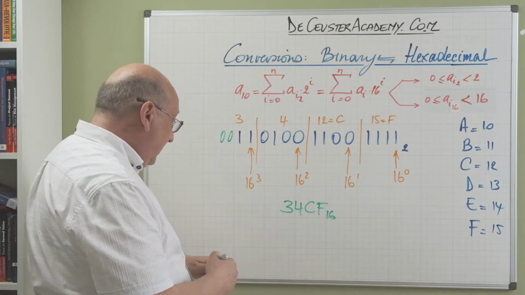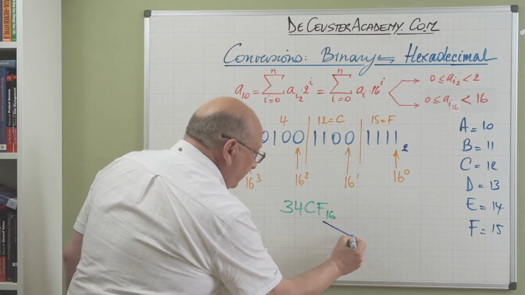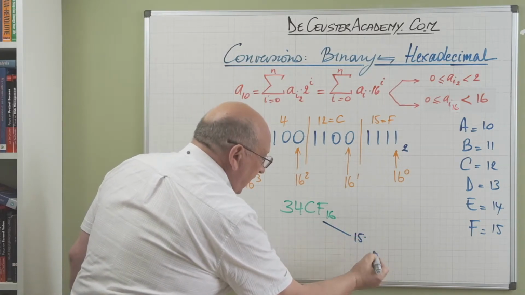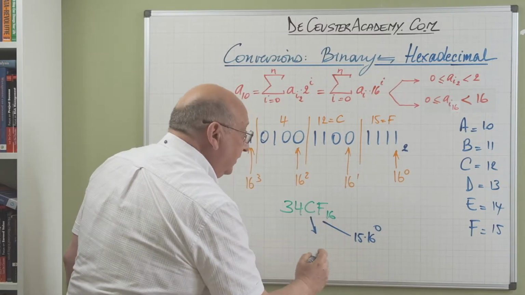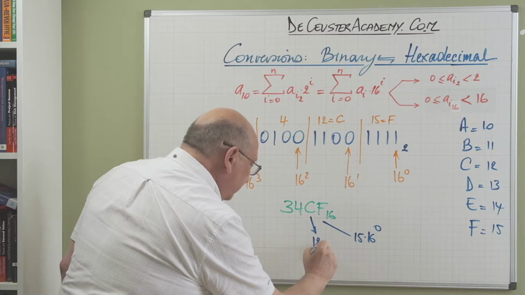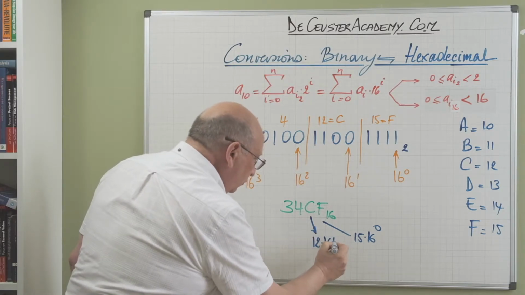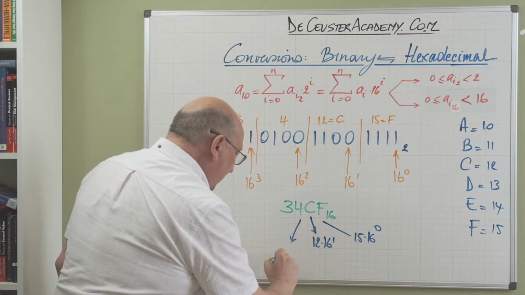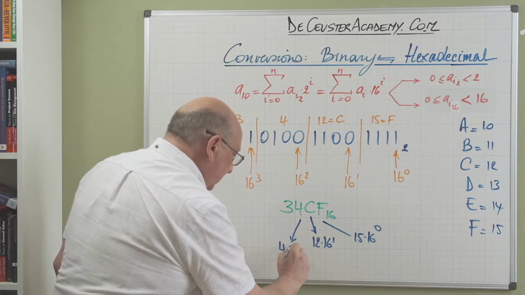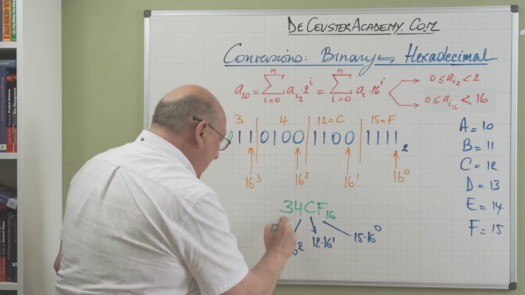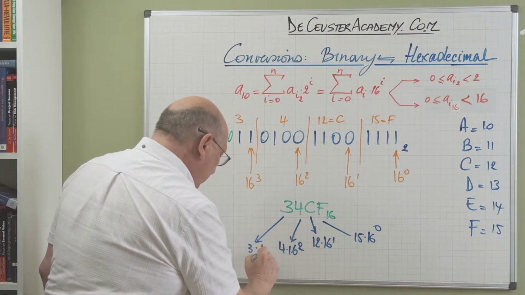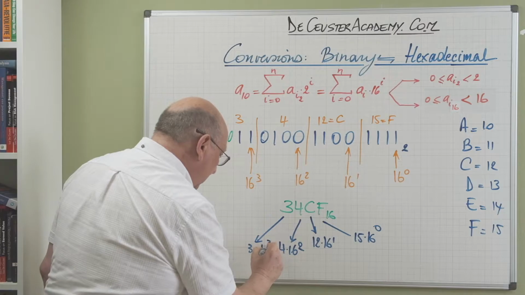Basically, we can write here: this is 15 times 16 to the power 0. We have here C, which is 12, times 16 to the power 1. Here we have 4 times 16 to the power 2, and 3 times 16 to the power 3.